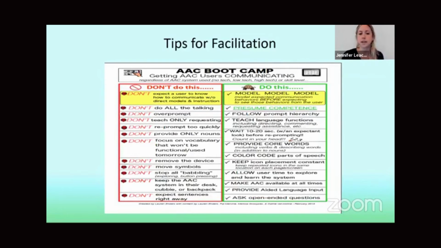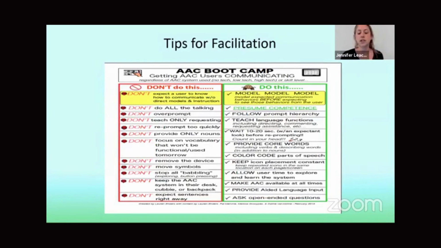You don't want to remove the device. You want to make sure it's always accessible, like in that video where she moved the device closer to the child. You don't want to move symbols, because when you keep the symbols where they are, that's how they motor plan. Remember, I want is here, more is over here, because it becomes memory to them. You don't want to stop the babbling, so you don't want to stop them from exploring. They need to be able to explore and get comfortable with their device. You don't want to keep the device in their desk or backpack. Like I said, it should always be accessible, and you should not expect sentences right away.